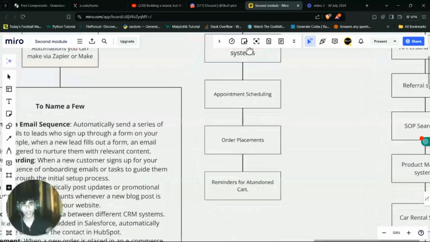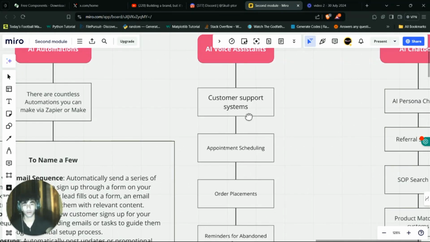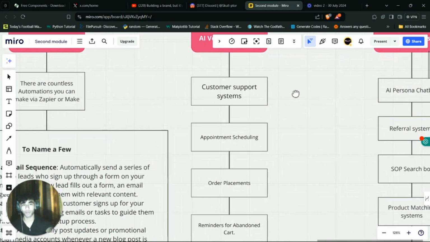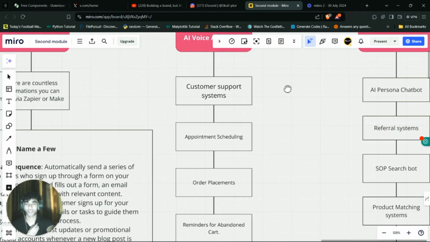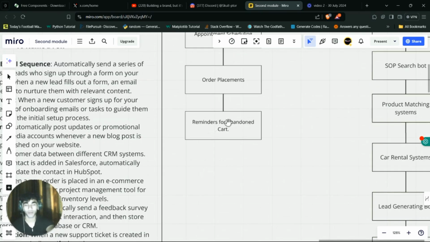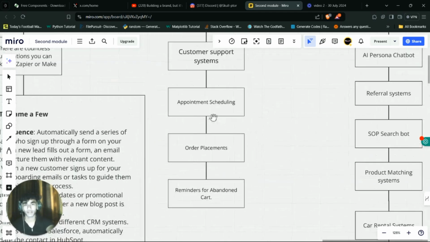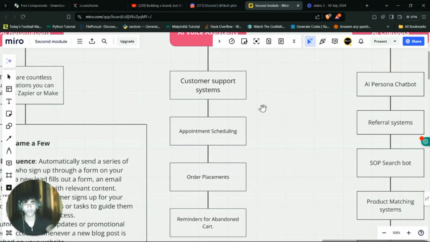Now, I went on and named 4 services that you'd be selling in AI voice assistants. Now, I personally made a video on this back then as well about how to create your own AI voice agents. Now, first comes in customer support system, second comes in appointment scheduling, third comes in order placement, and fourth comes in reminder for abandoned cart. Now, the fourth and third, I would say, are for the e-com kind of niche. Second is usually for the service-based business, and first one can be used for anyone.